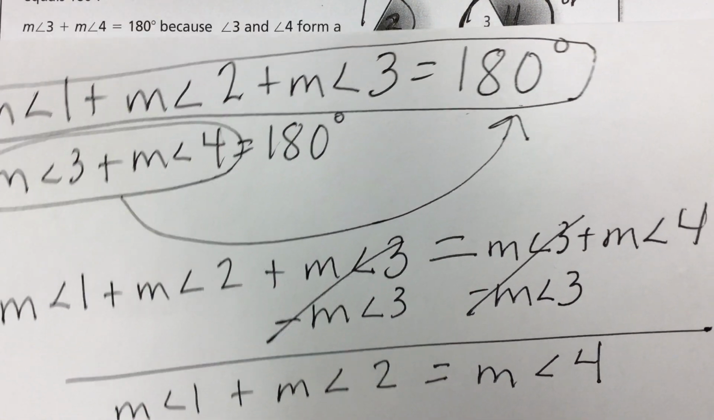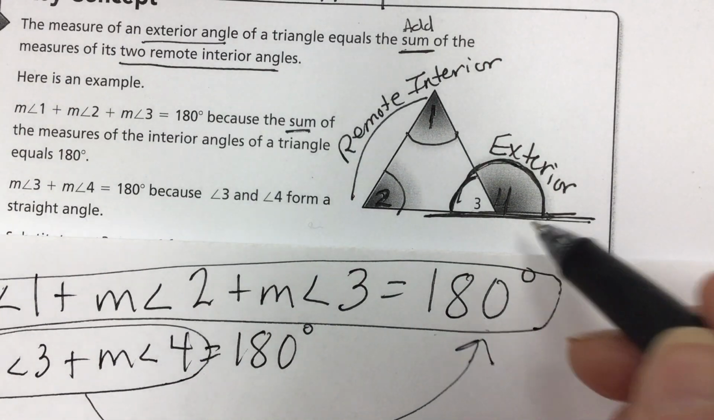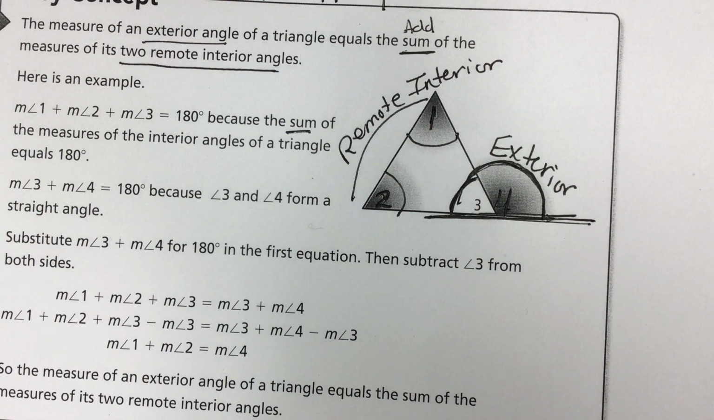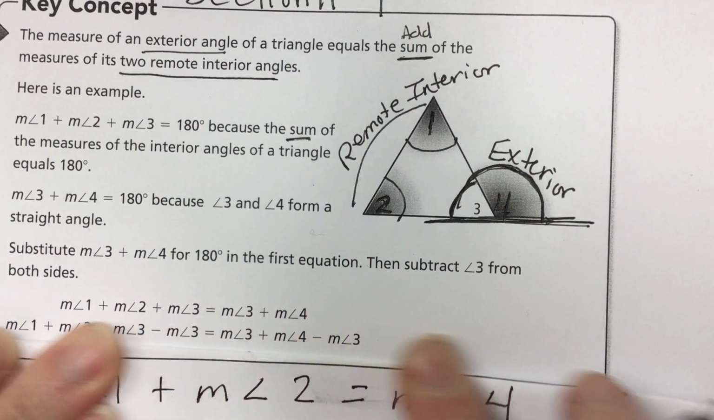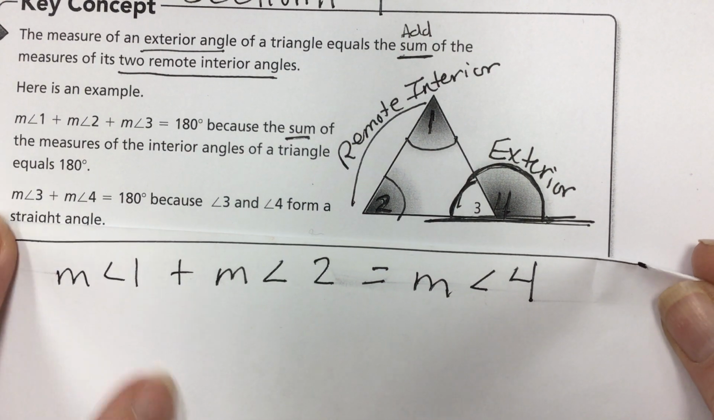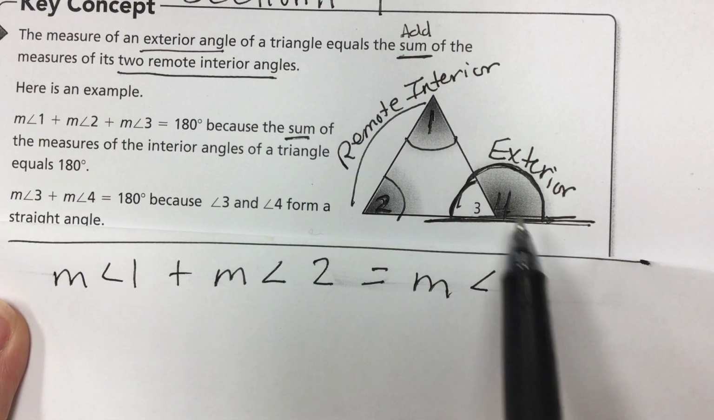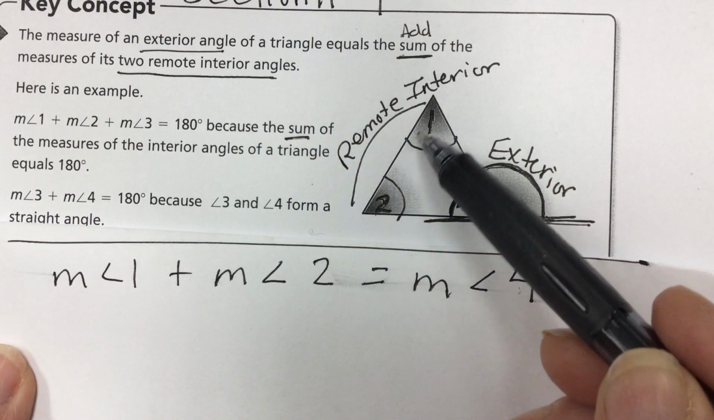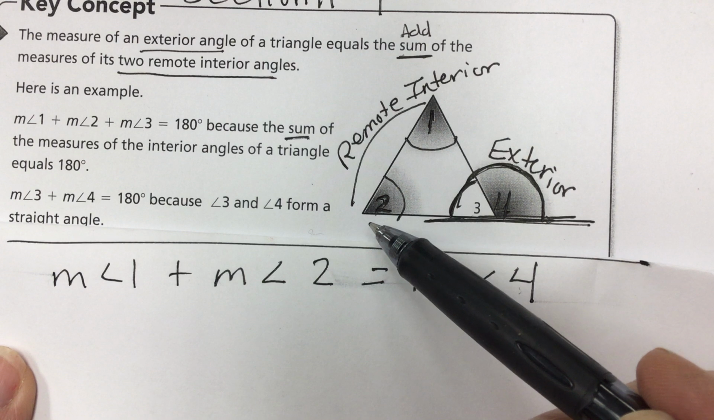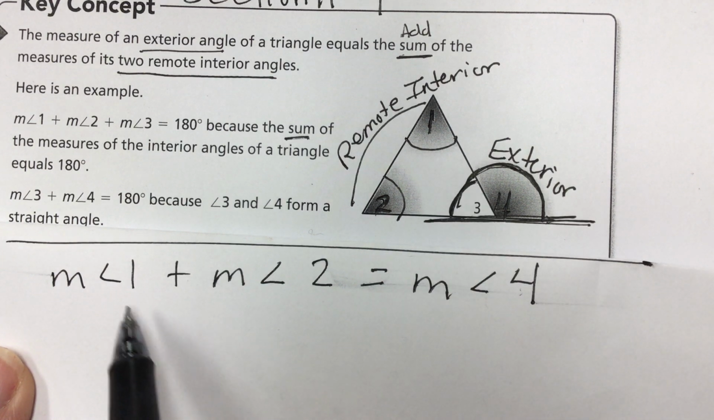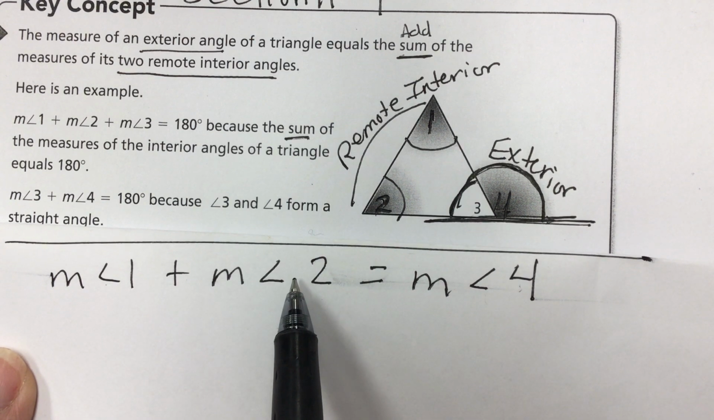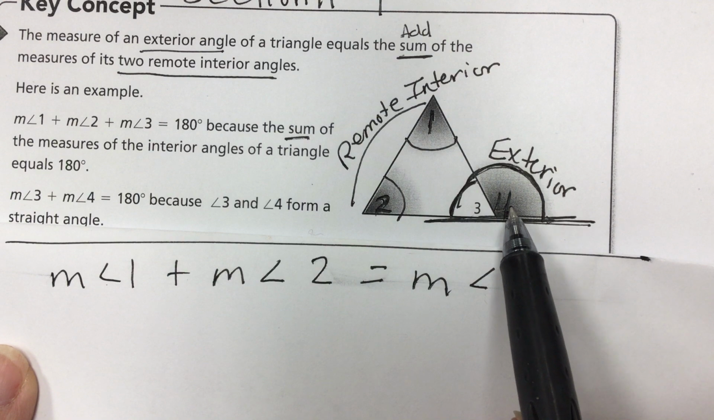So the measure of an exterior angle, angle 4, all right? Now I'm going to go by this equation that we just found. We know that the measure of angle 4, which is the exterior angle, is equal to the two remote interior angles added together. And we went through solving that equation to prove that this equation works, that the two remote interior angles added together equal the measure of the one exterior angle.